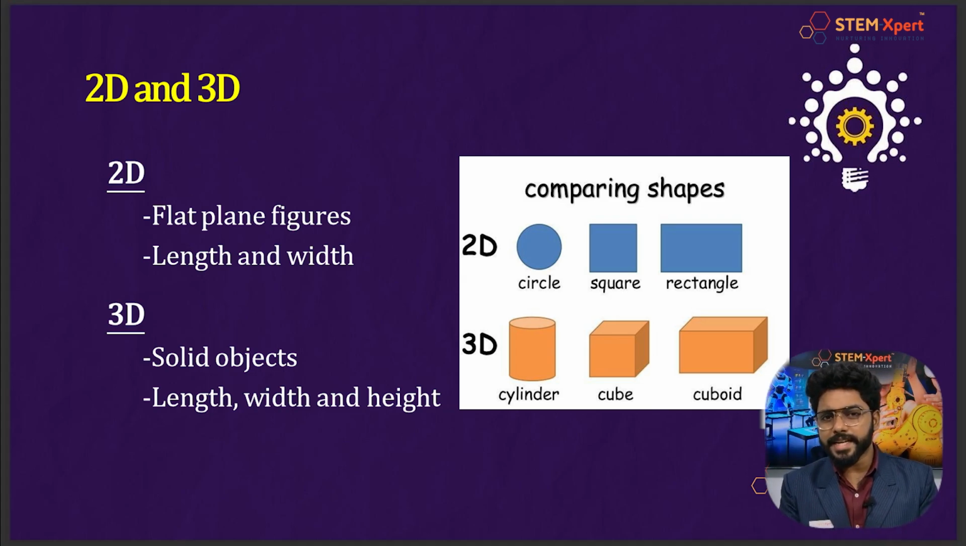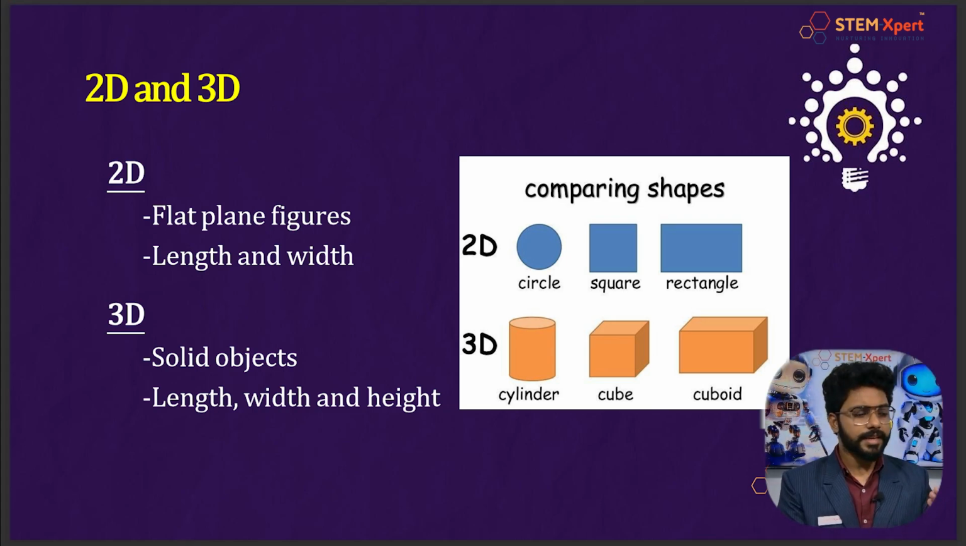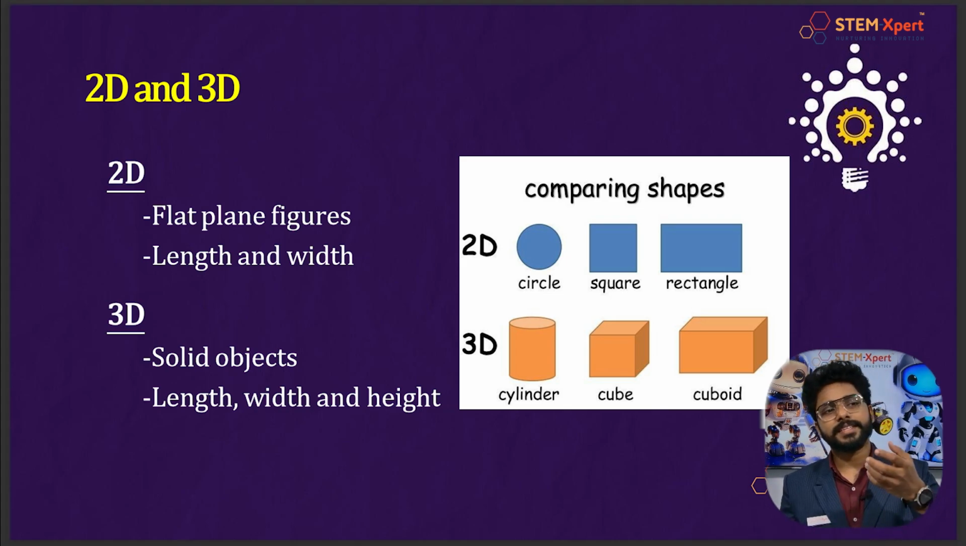So when it comes to 3D designs, it is a model, like a real life model which we can experience and we can feel. So a 3D design includes solid objects, but the 2D is flat plane figures. 2D shapes are flat plane figures and have only length and width. When it comes to 3D, these are all solid objects which can be experienced by us. Now it has 3 dimensions, so we can say that it has length, width and height, right?